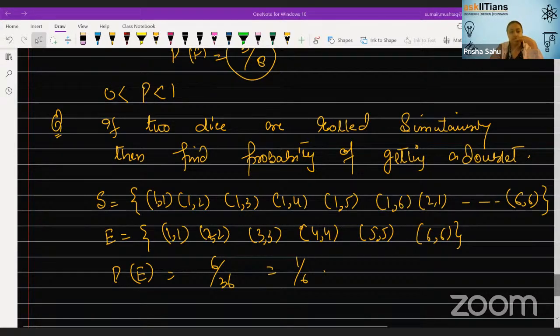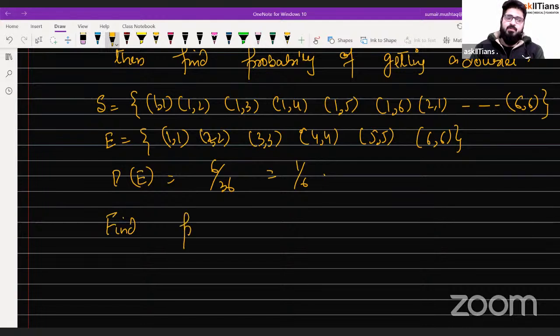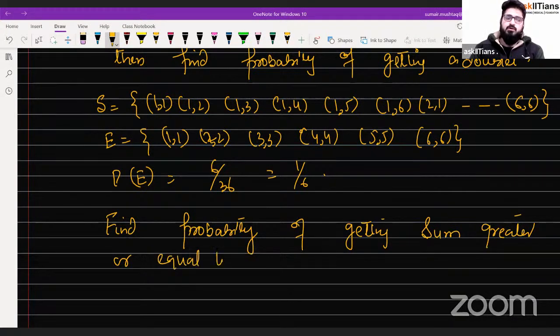Okay. Next question. In the same set, F is the event. Find the probability of getting a sum greater than or equal to 8. When you throw two dice, the sum of these two numbers should be greater than or equal to 8. Come on, do it.